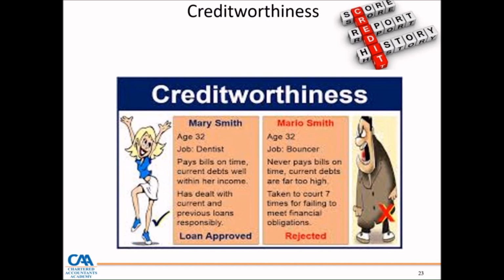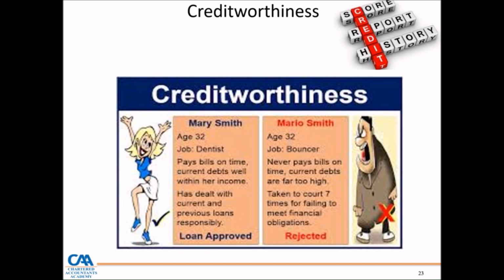Mario Smith is not paying his debts. What is the financial position? What security is offered? And what is the environment in which the customer is operating? Mary is a dentist. Mario is a bouncer. Does he have a stable income? These are the factors that you'll be considering before you approve credit.